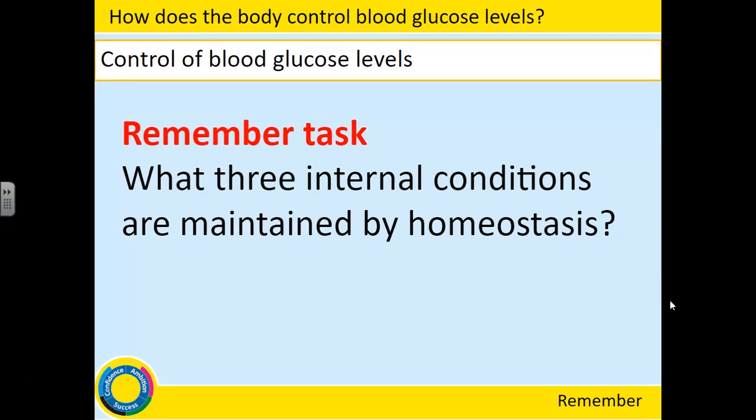Okay, welcome back to biology, everybody. Today we are looking at how to control the glucose levels, the sugar levels in our blood.